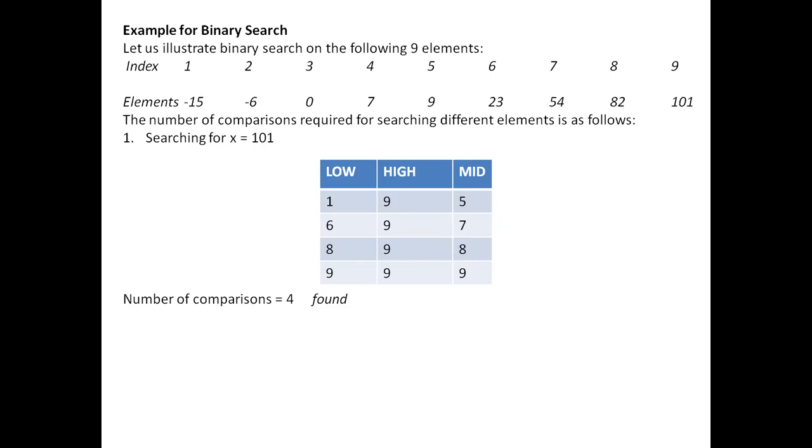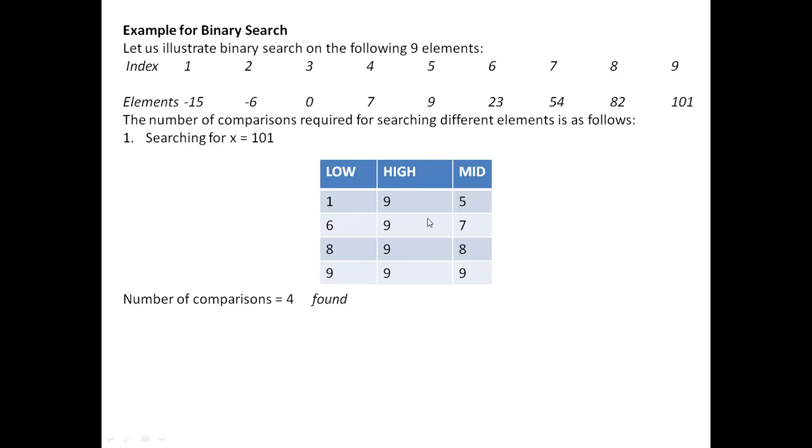So I can find 101 anywhere after this 7th index. So I improve my range. Now my range is equal to 8 and 9. What is the middle index? 8 plus 9, 17. 17 by 2, 8.5. Lower value is 8. Okay, middle is equal to 8. In the 8th index, what do I get? I get only 82. So I should improve my search.